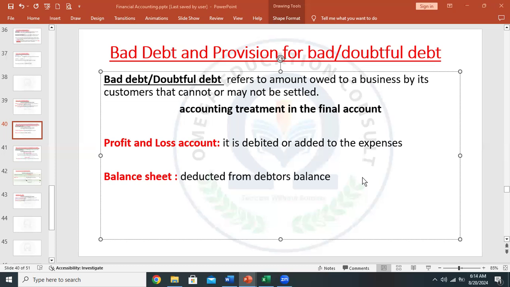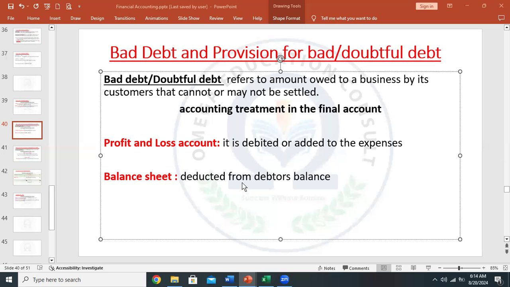Doubtful debt means that you are thinking they may not be able to pay due to some of these reasons. Okay. It is an expense to the business. So anytime there is bad debt, we put it in our profit and loss account as expense. Okay. In the balance sheet, you deduct it from the debtor's balance.